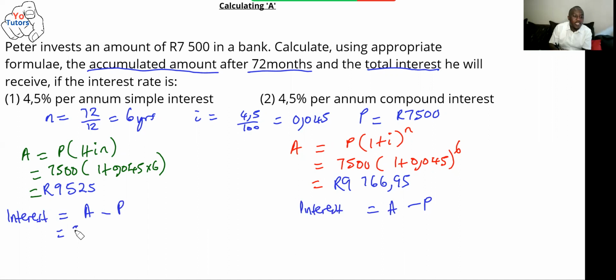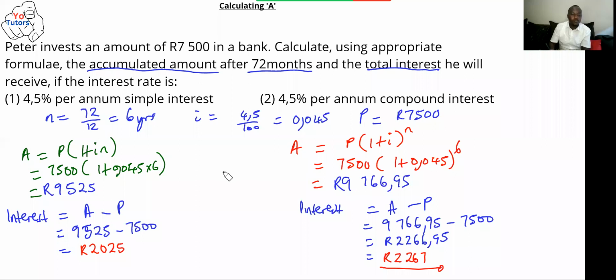Let's see what we get there. So we're going to say 9,525 minus 7,500, and then also 9,766.95 minus 7,500. So you can see here the interest that you are getting on the simple interest is 2,025, but the interest that you're getting here is more, 2,267. So it's better to invest with compound interest than simple interest.